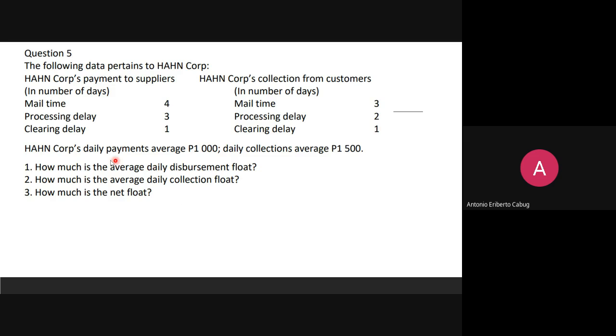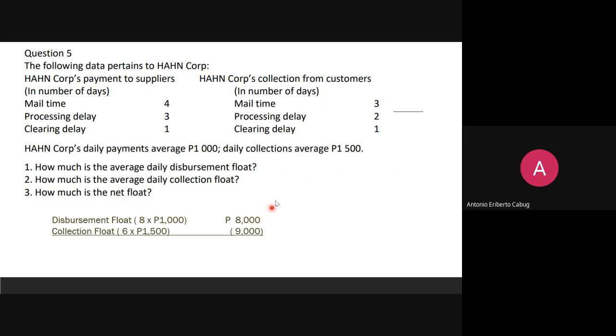Okay. So Handcorp's daily payment average 1,000 pesos. Daily collection 1,500. So your average daily disbursement float. So ilang days yung disbursement? 4, 3, 7, 1, no? 8 days times 1,000 pesos. You have 8,000 pesos. As for the collection float, 3 to 1, that's 6 days, 1,500. That's 9,000 pesos. The collection float is a negative float.